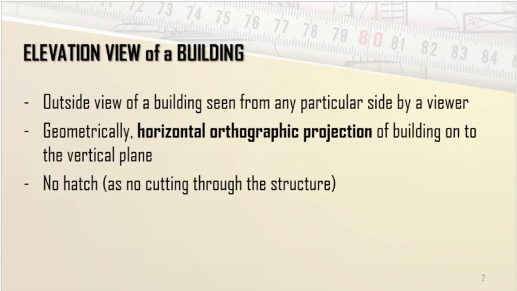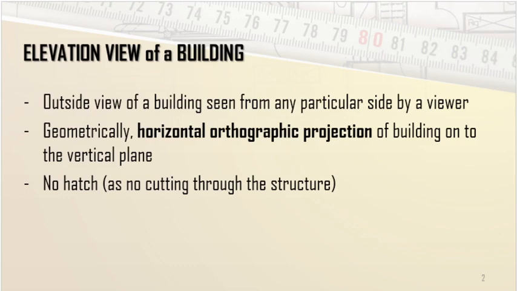By this time you know what the orthographic projection of a building onto the vertical plane is. So we'll be watching it onto the vertical plane and along the horizontal projection. Another feature of this elevation view is that there will be no hatch. As you are watching towards the building from the outside, there is no cutting section through the building, so you will not be able to see any hatches in the drawing. This is one basic feature of the elevation view of the building.